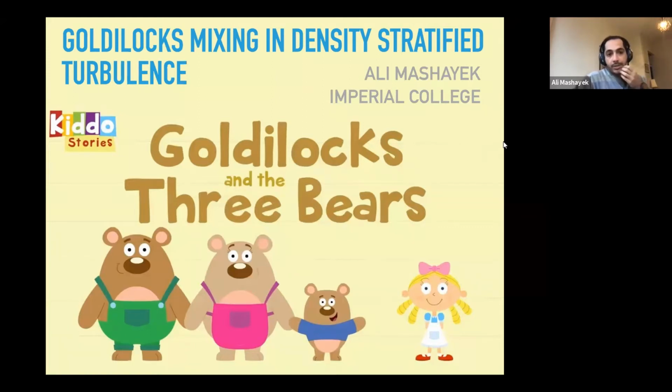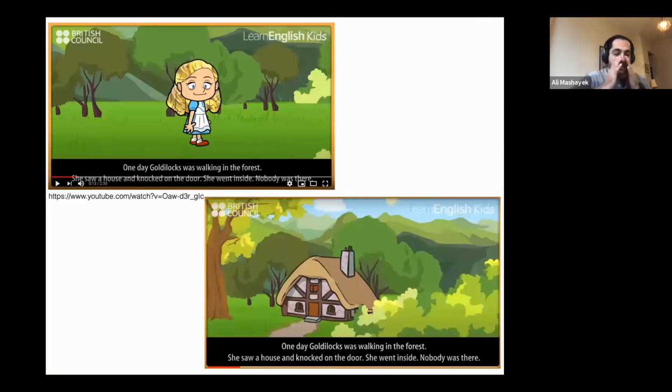So the title is Goldilocks Mixing in Density Stratified Turbulence. These are my collaborators, and I'm going to introduce them at the end. But I thought I'll start from some theoretical backgrounds.